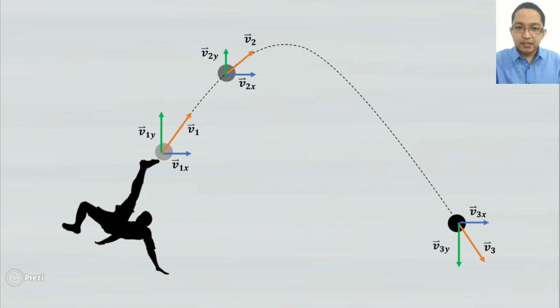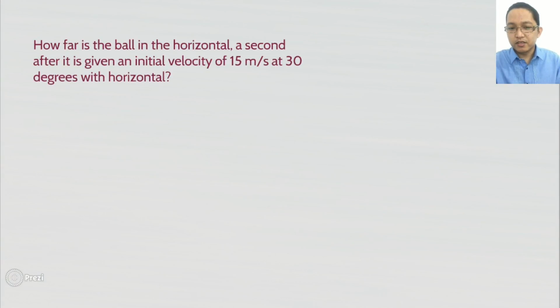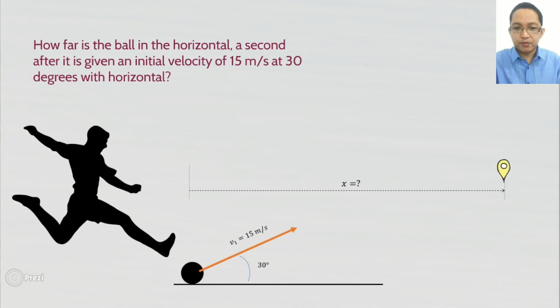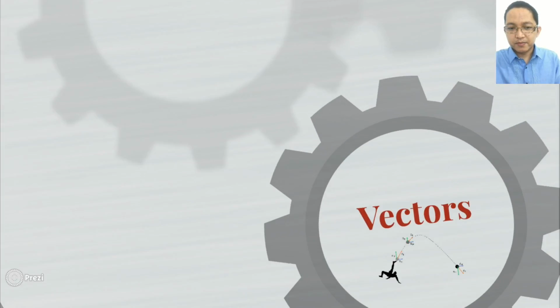Let's begin with an example problem. How far is the ball in the horizontal a second after it is given an initial velocity of 15 meters per second at 30 degrees with the horizontal? 15 meters per second at 30 degrees is a vector.